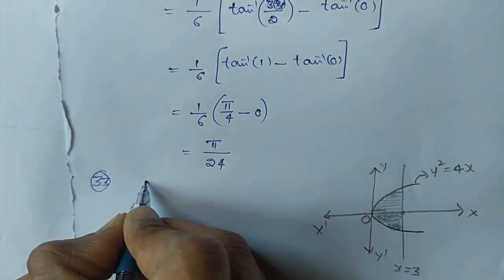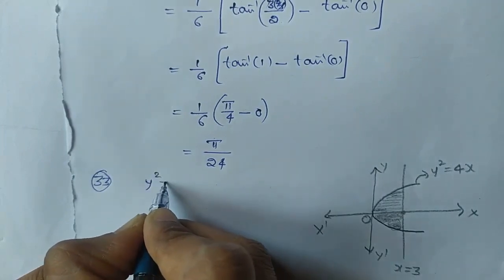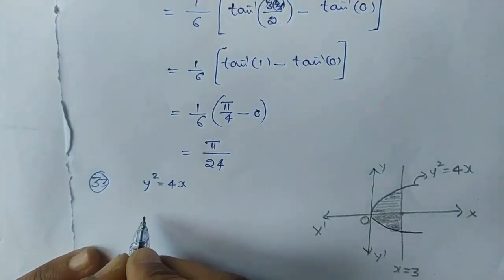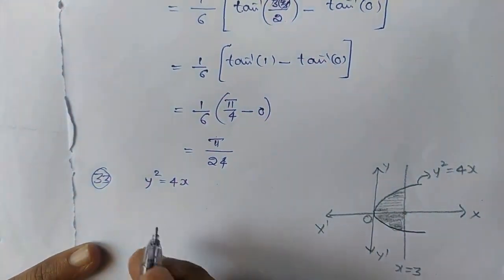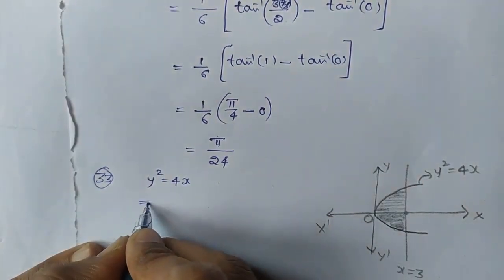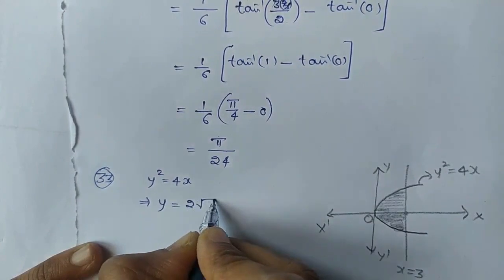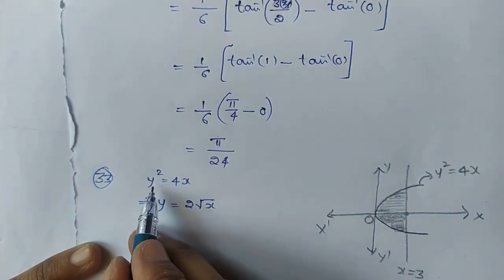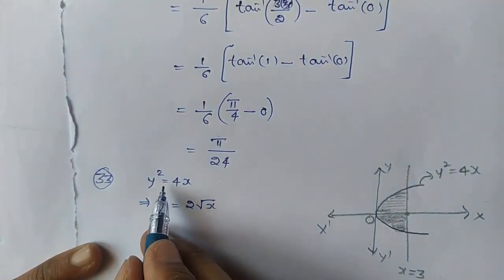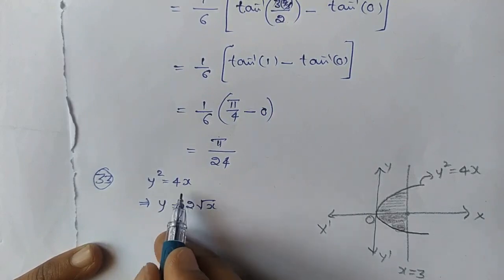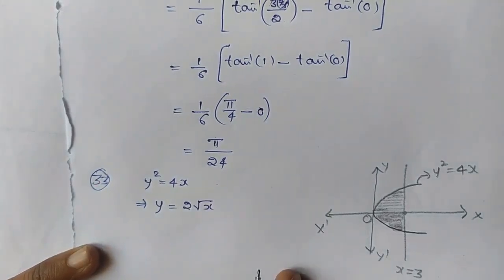Y square is equal to 4x. So what about y? If we apply square root on both the sides, then we will get y equals root 4, which is 2, root x. So y equals 2 into root x.